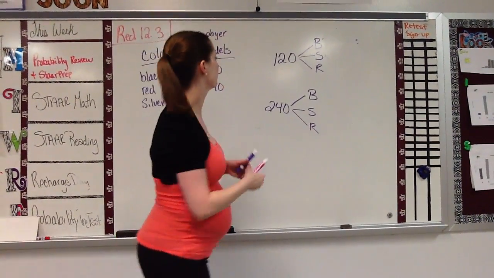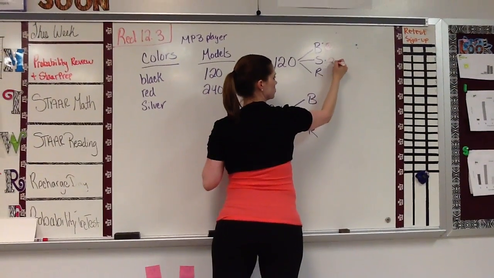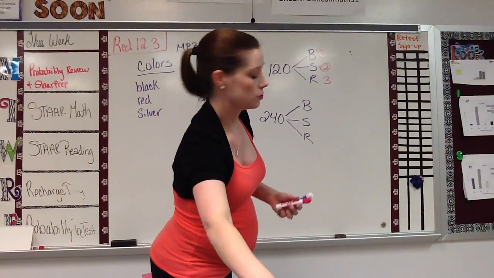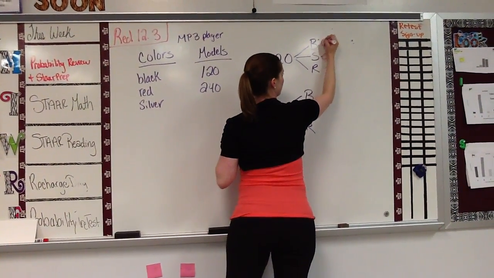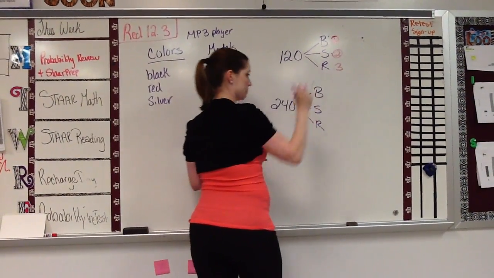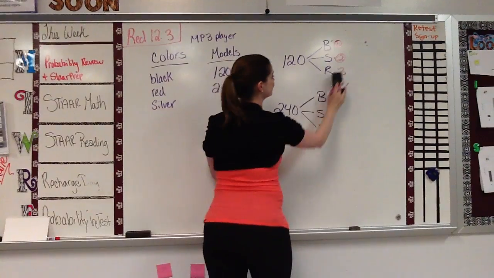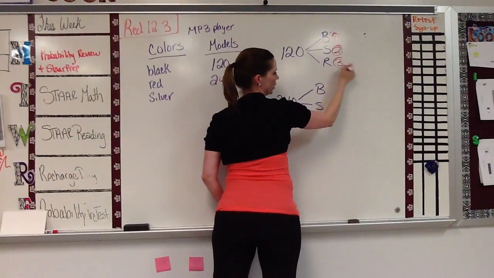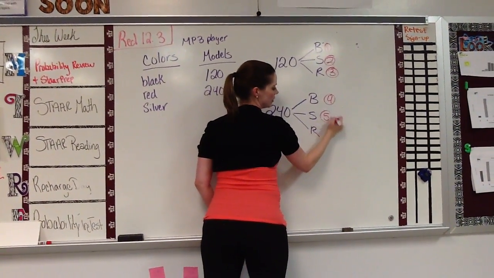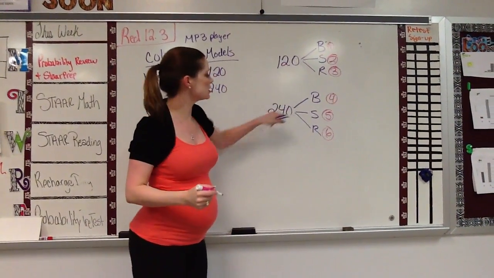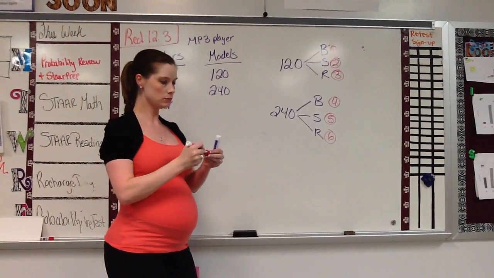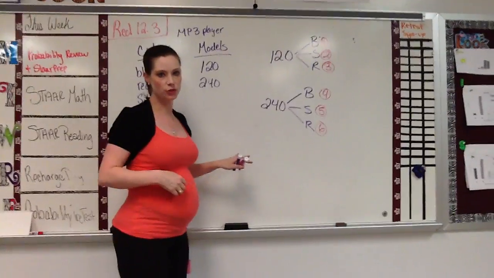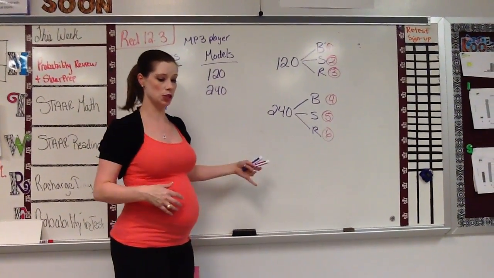In this example, it wants to know how many different options of MP3 players she has. Well, you can just count: 1, 2, 3, 4, 5, 6 different choices. So she's got 6 different options of MP3 players. Now, this is kind of a long way to do things, so this isn't the best method for this particular problem.